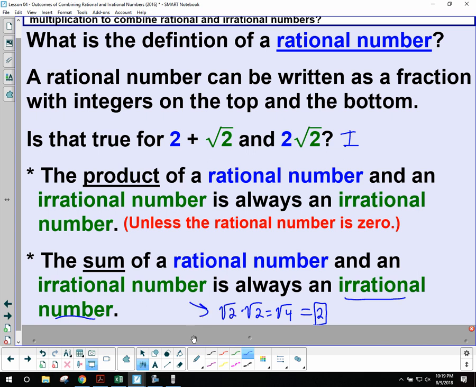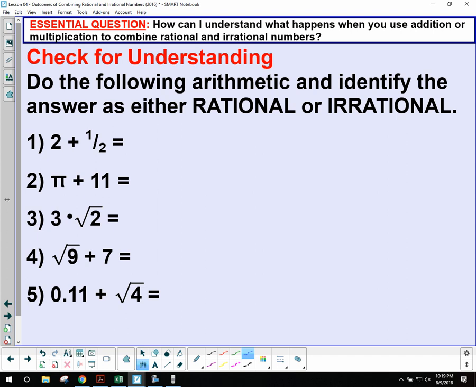So, checking for understanding. Go ahead and pause the video again, and I'll take the time to mark if they're rational or irrational. Alright, 2 plus a half, that's going to be rational. Pi plus 11, that's irrational. 3 times root 2, well, that root 2 is irrational, so skadoosh. Square root of 9 is going to be 3. 3 plus 7 is 10. That's a rational number all day long.